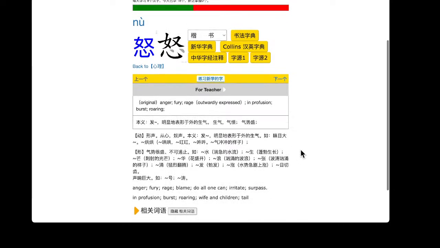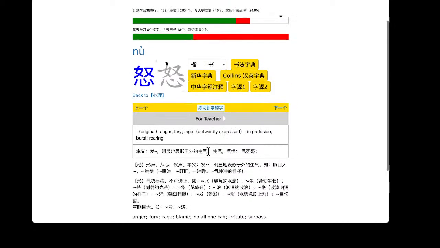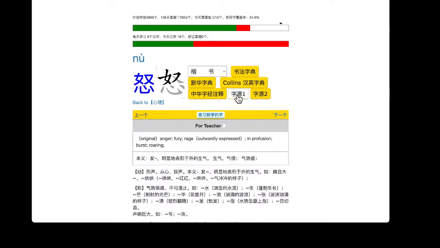So that's why this character also has a second meaning, which means burst, and roaring, like a roaring tide, or a roaring wind, a gust of wind that just passes through, so big. In Chinese you call it 怒号. So basically it's roaring, that kind of thing, and with force. Okay, let's take a look at the characters.